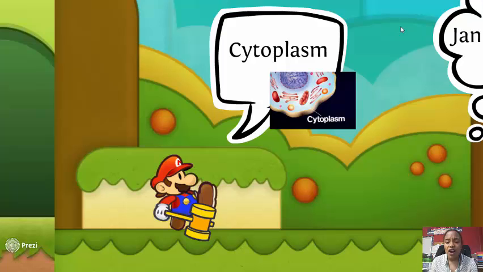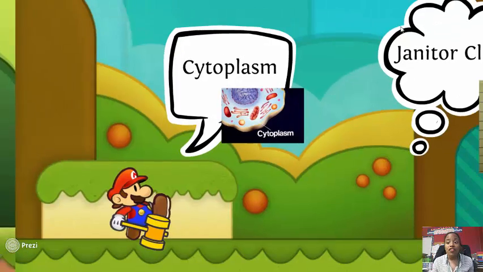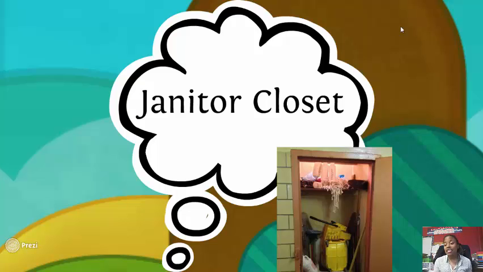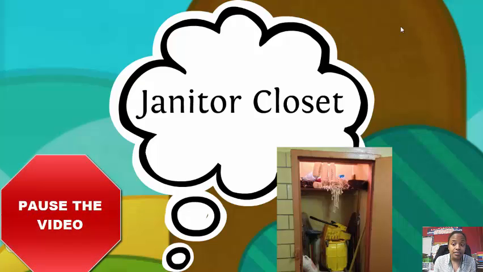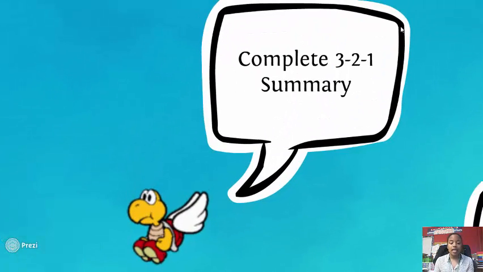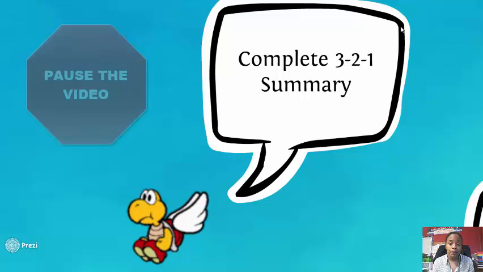Great job. All right, so if our school was a cell, I wonder what in the world would be our cytoplasm. Well, that would be the janitor's closet, because that's where we store all the chemicals that keep our school clean. Go ahead and fill that in your notes now. Great job. So go ahead and complete your 3, 2, 1 summary. Make sure you pause the video.